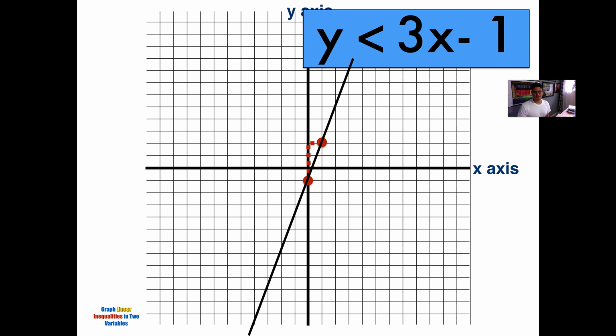So now to finish off this inequality, I'm going to look at the inequality sign, which is less than. Because it's less than, it does not include the line itself, so it's going to be a dotted line. Okay?